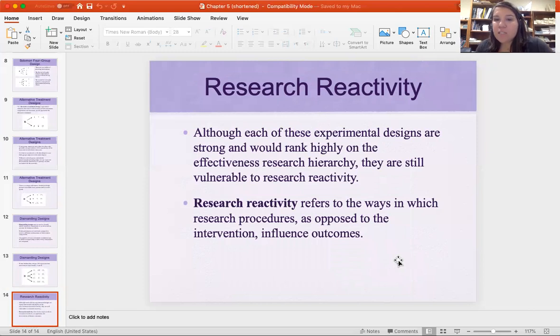So although each of these experimental designs are strong and would rank highly on the effectiveness research hierarchy, they are still vulnerable to research reactivity. So read more in your textbook about research reactivity and think about a lot of different ways that threats to internal validity could exist even in these studies as well.